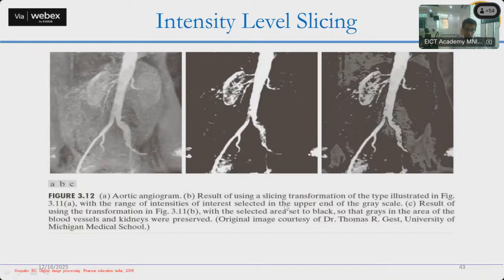Now continuing with intensity level slicing. What does this picture consist of? This picture consists of the heart. In the heart, for example, I want to highlight the blood vessels. What can be done here is that they have made the contrast. They focused upon this region, the other parts they darkened, and after the darkening the whole image has been changed.